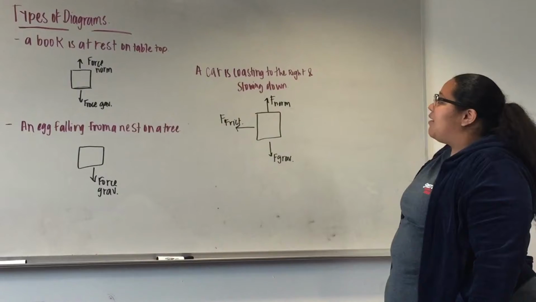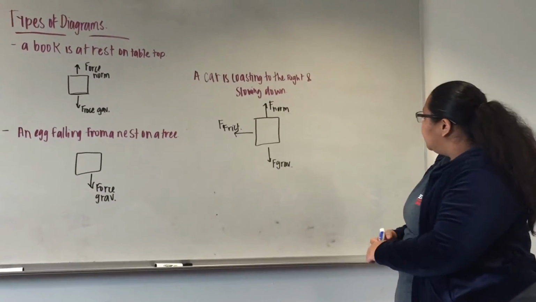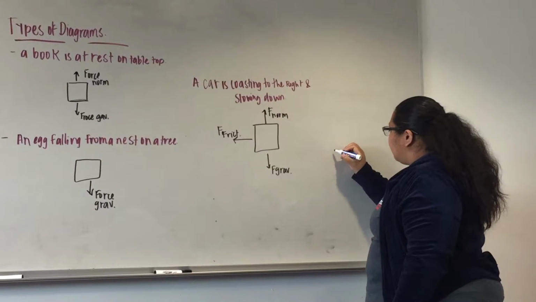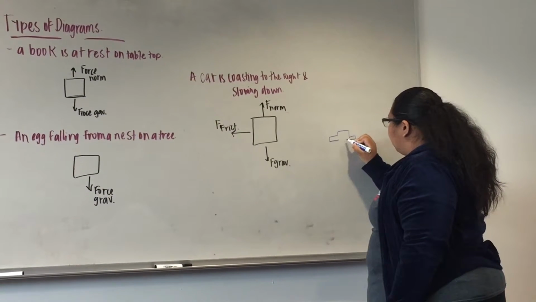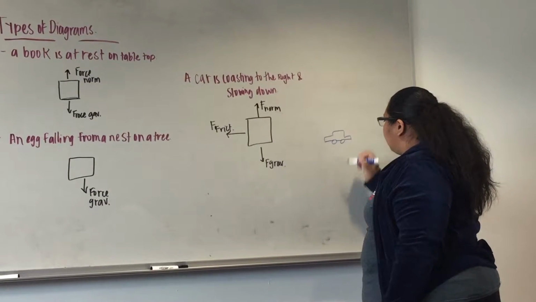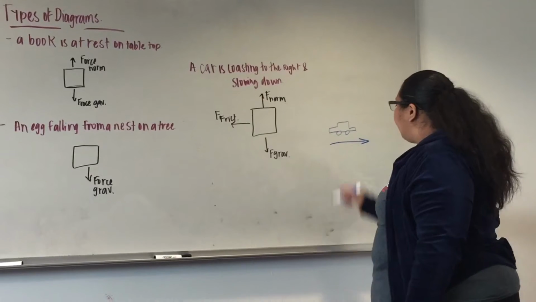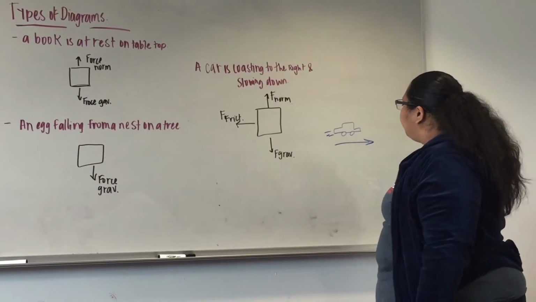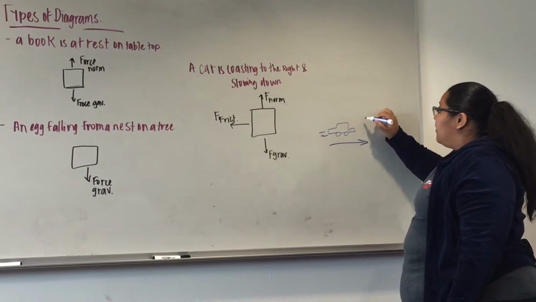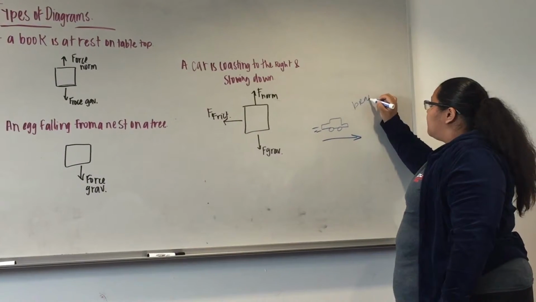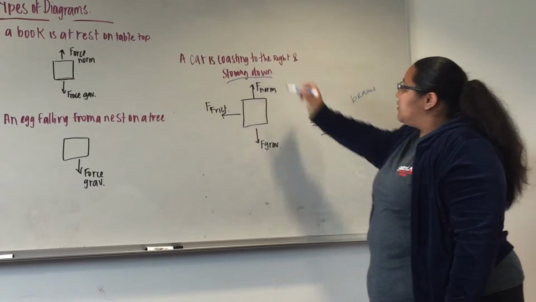So the last problem is: a car is coasting to the right, and it's slowing down. So imagine a car, right? It's moving to the right, but it's also slowing down, meaning that you are applying your brakes on it. That's what slowing down means.